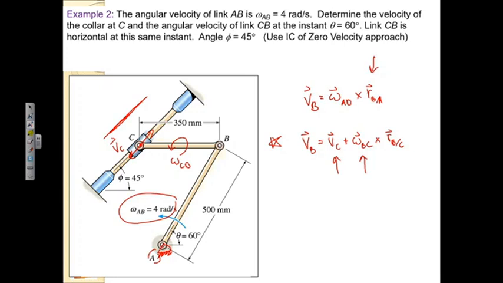I guess maybe first we should find the velocity of B. So maybe step 2. The velocity of B from AB is equal to the velocity of A, just writing that for fun, we know it's 0, plus omega AB crossed with R from A to B.